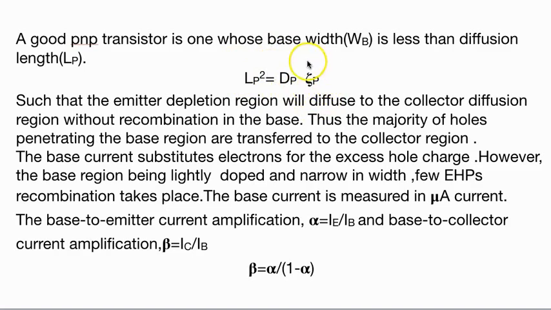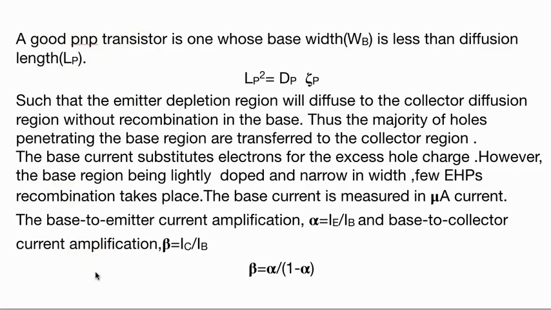Tau p is the time taken by a charge carrier such that holes from the emitter region will diffuse to the collector region without recombination in the base. This property is shown by a good PNP transistor. Thus, the majority of holes penetrating the base region are transferred to the collector region.